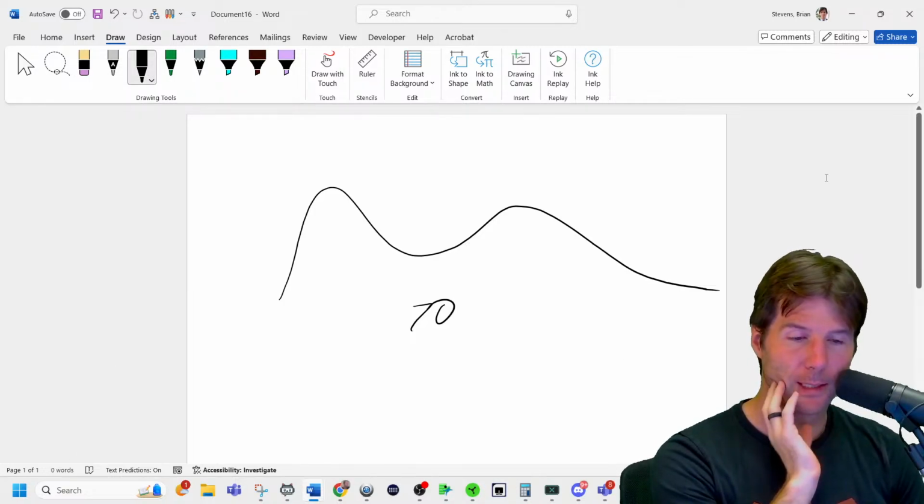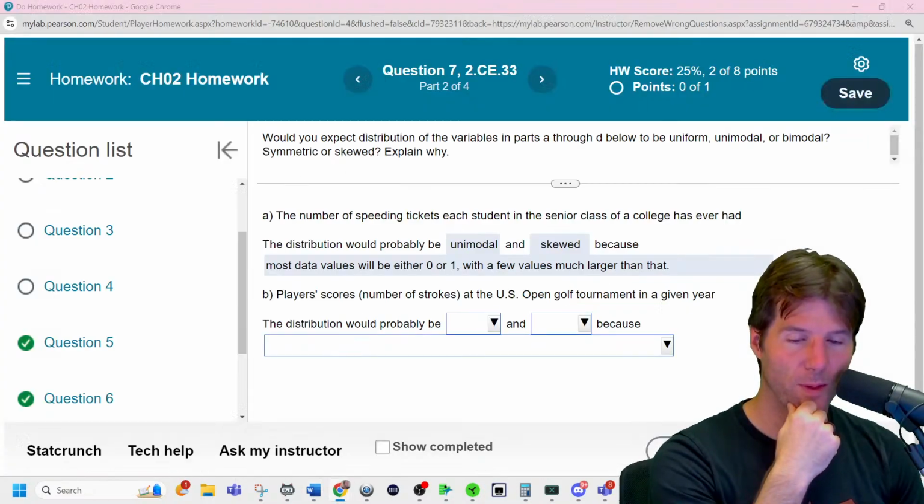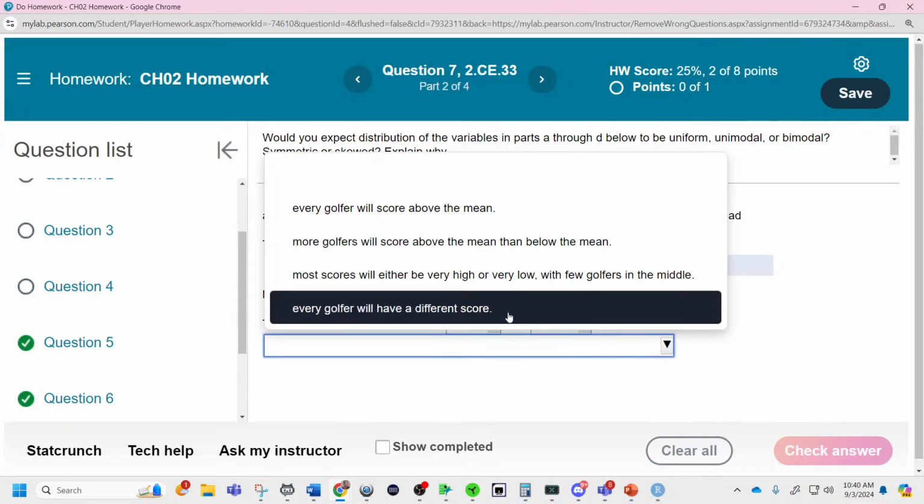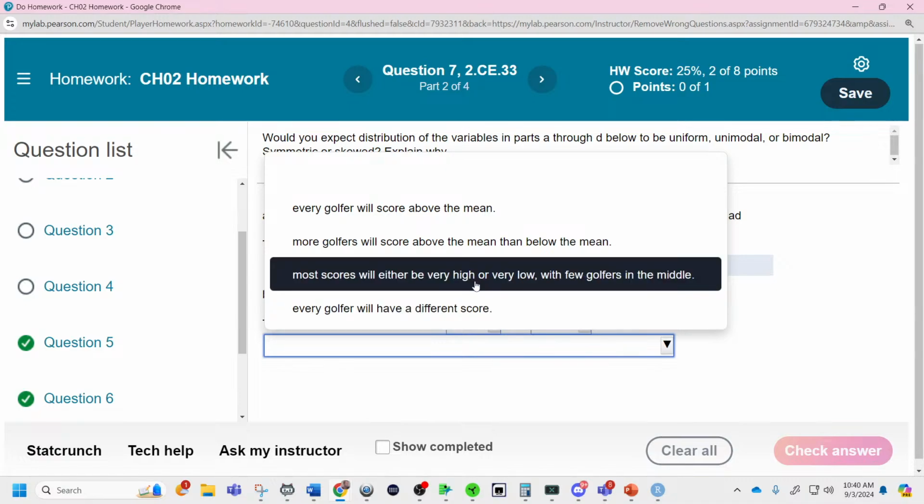And then let's read the answers. That usually helps me on these because this one is like the worst. Okay. Every golfer will not have a different score. That is not what happens in golf. Most golfers will be either very high or very low. Yeah, I know, Noel. This is a tough one.